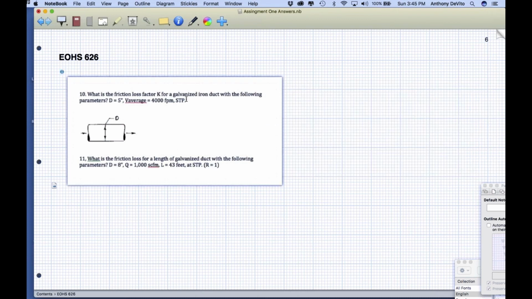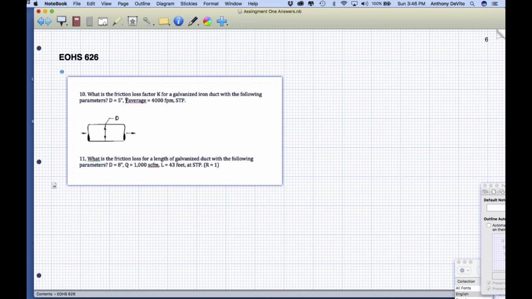Okay, what's the friction loss in K for a galvanized iron duct with the following parameters? The diameter of the duct is 5 inches. The average velocity is equal to 4,000 feet per minute, standard temperature and pressure. Okay, well, what we're looking at here is a length of ductwork as air is moving through it. As air moves through it, we're going to lose energy due to frictional losses.